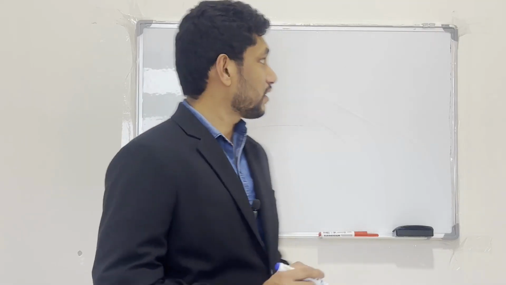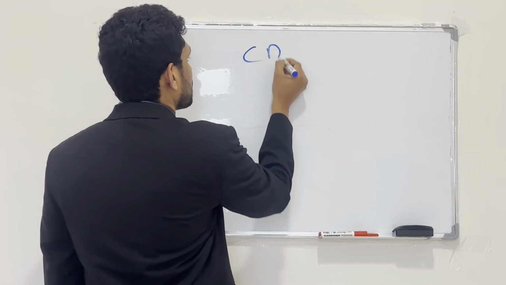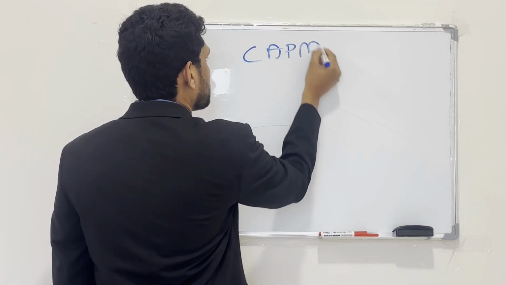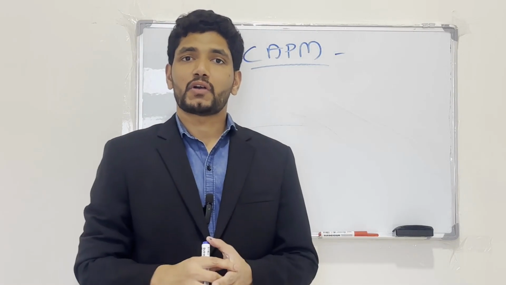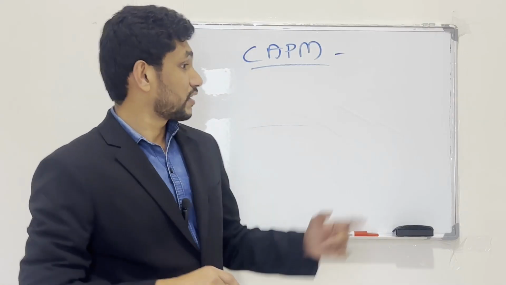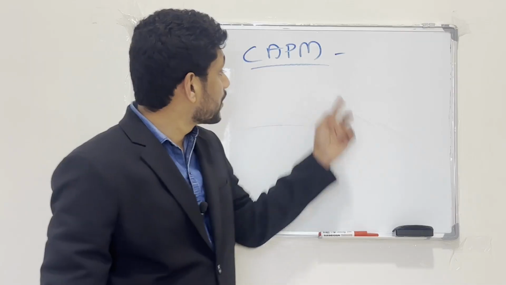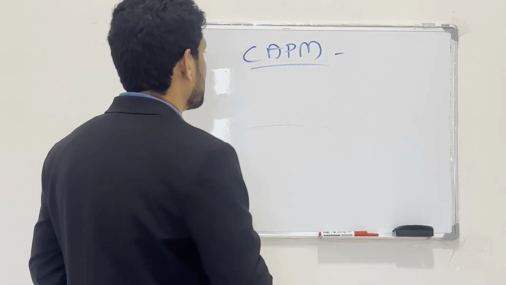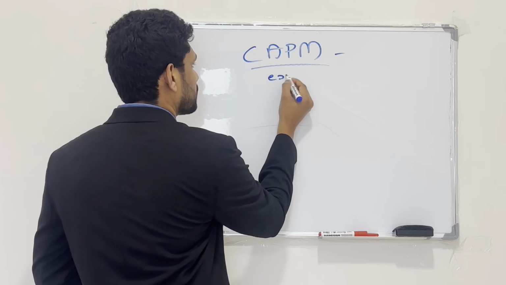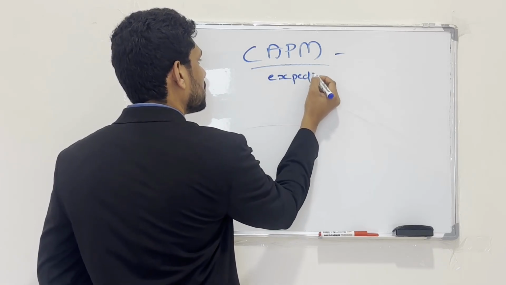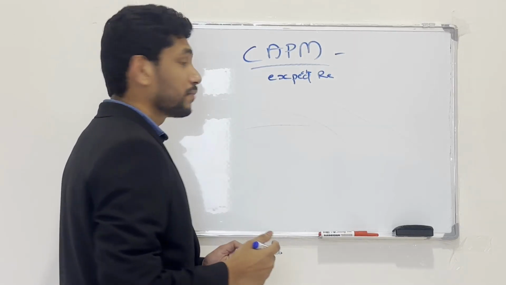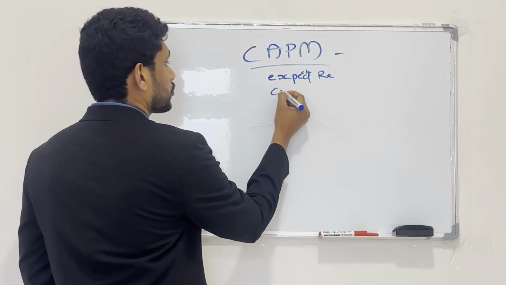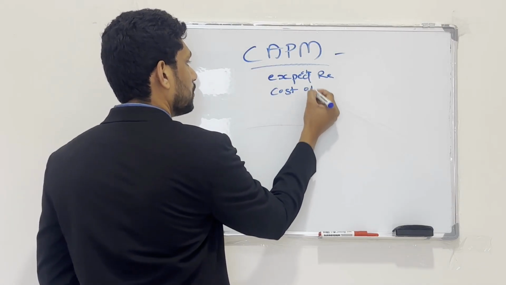In today's tutorial, we are going to discuss the capital asset pricing model. So what is the capital asset pricing model actually? It is used to measure the expected return from an investment. If you are looking from an investor's point of view, that is the expected return. Or if you are looking from a business point of view, it is the cost of capital.